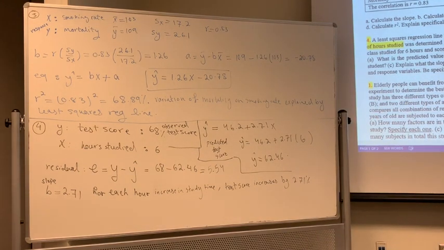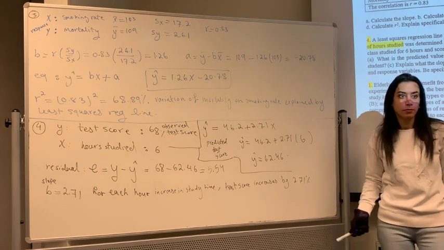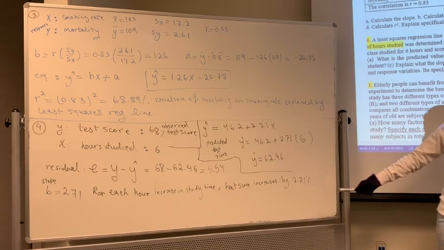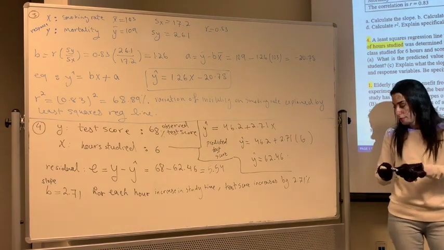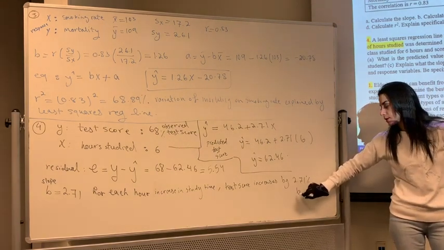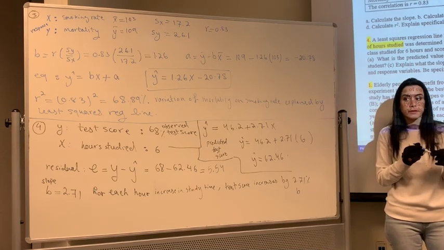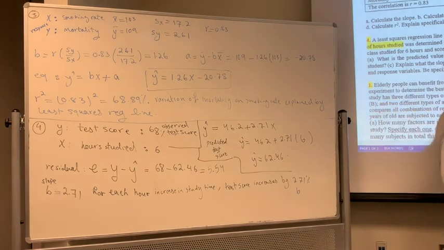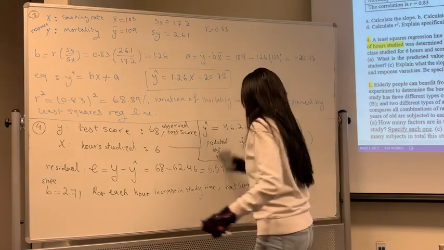If the slope was negative, we would say the test score will decrease by a certain amount. This one is B, correct? This is the slope units. Do you have any question? So, the next question.